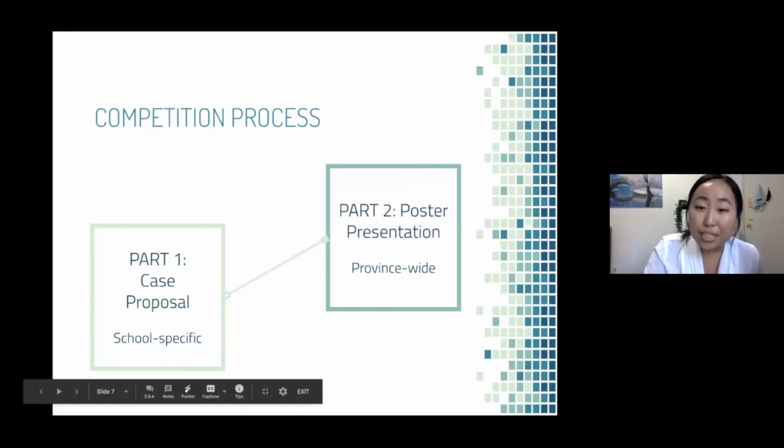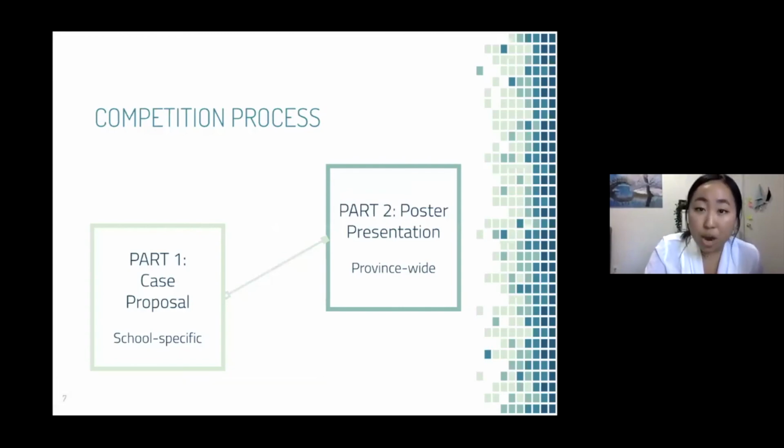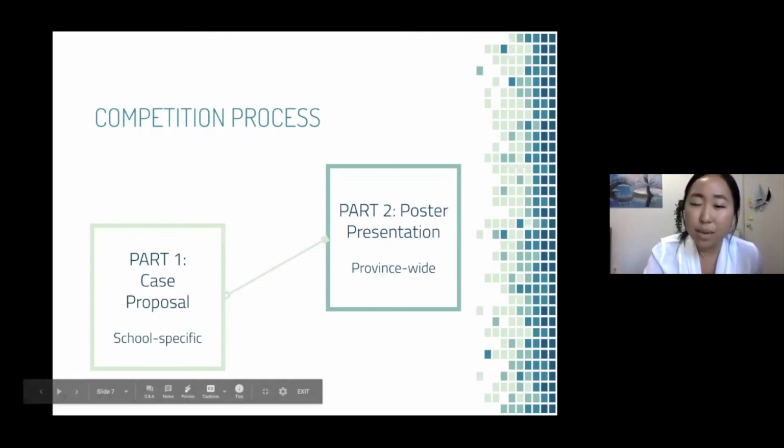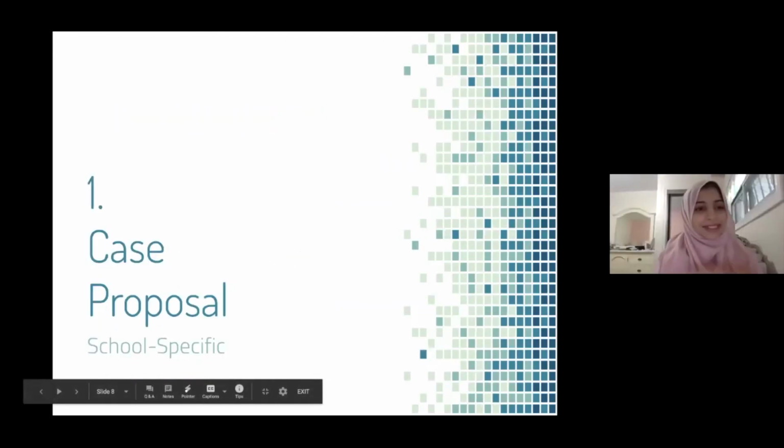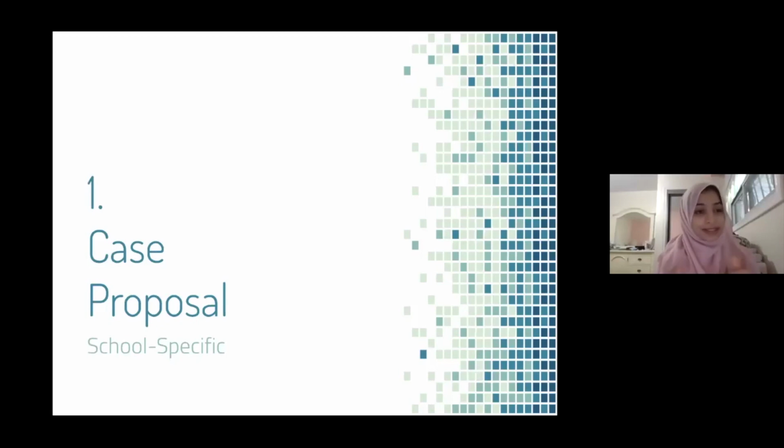So now we're just going to get into a bit about the competition process. Like I mentioned before, there are 2 parts, the case proposal and the poster presentation. And Tasha was going to start off by talking a little bit about what the case proposal is. I'm just going to be taking you guys through what the process would be if you were to take part in the competition, how you would prepare your case, and even what's included inside a case.